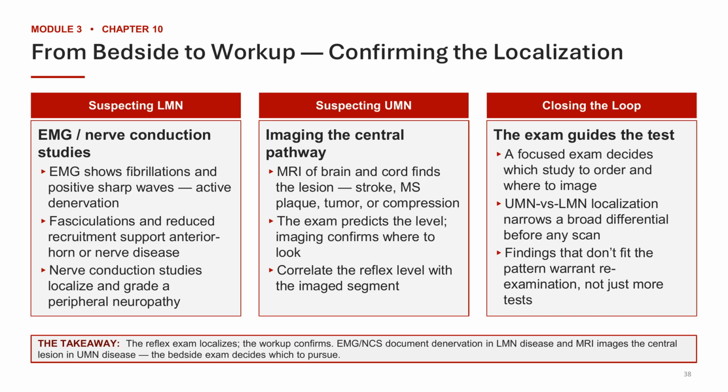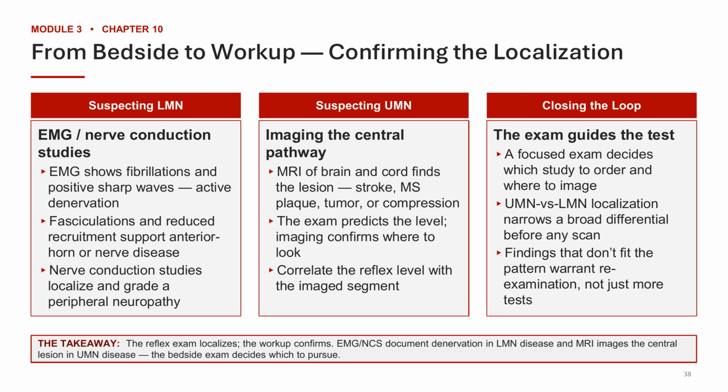Your examination generates a hypothesis. This slide is how that hypothesis gets confirmed. If you suspect a lower motor neuron lesion, the confirmatory tests are electrodiagnostic. Electromyography shows fibrillations and positive sharp waves, the electrical signature of active denervation.